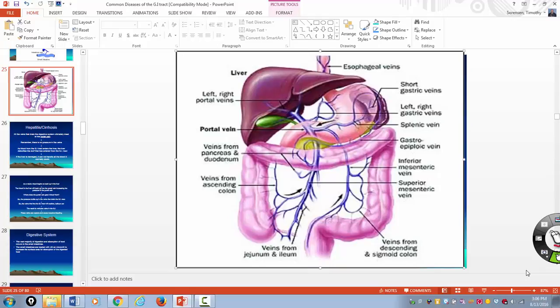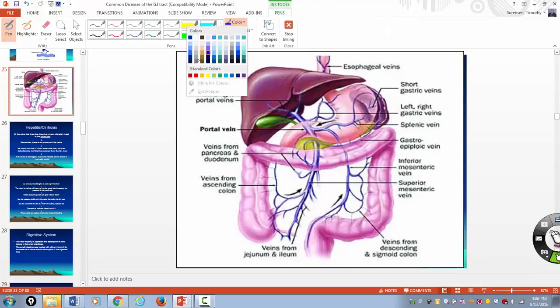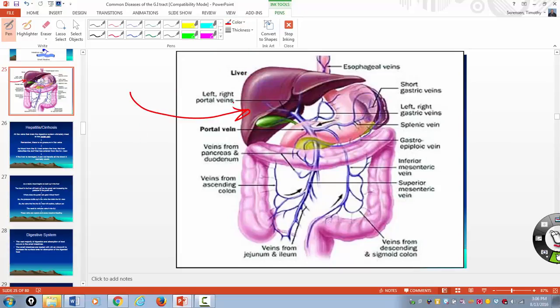Okay, let's talk about the liver and some of the functions of the liver. It's really important to remember that the liver detoxifies everything that you put into your body. So everything that is digested and absorbed has to go through the liver first.